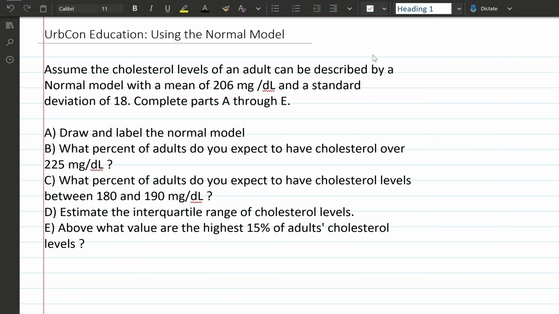Part A, draw and label the normal model. Part B, what percent of adults do you expect to have cholesterol over 225 milligrams per deciliter? Part C, what percent of adults do you expect to have cholesterol levels between 180 and 190 milligrams per deciliter? Part D, estimate the interquartile range of cholesterol levels. And Part E, above what value are the highest 15% of adults' cholesterol levels?